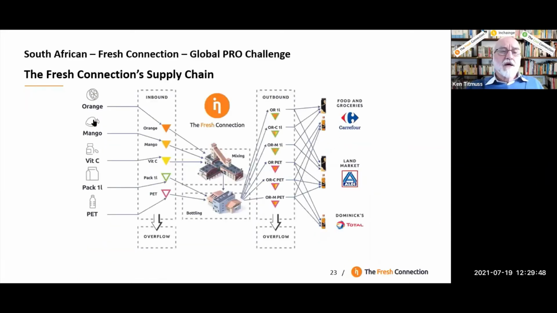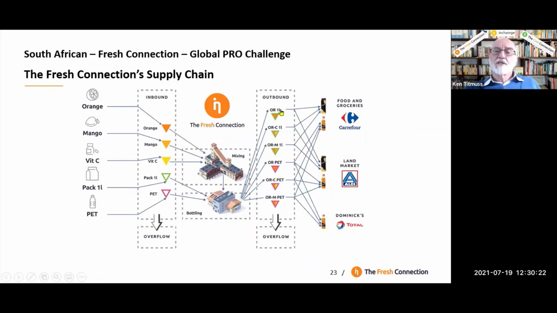So we start off with 5 components that we have to buy. We have to buy orange pulp, mango pulp, vitamin C, and 2 packaging items, 1 liter cardboard packaging or box packaging, and the other one is the PET bottles. These are then received into a receiving area and into a receiving store. If we don't have enough room, we can go to an overflow store, but it costs us a lot more money. And then in the factory, we have mixing of the juices and then the bottling of those juices.